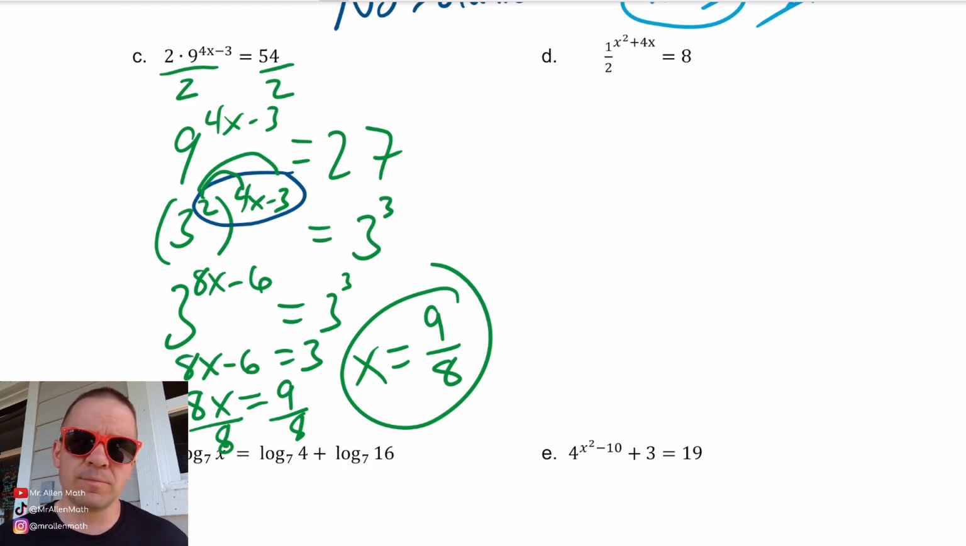Okay, next one here. Oh boy, fraction. Mr. Allen, you're killing me. You're killing me. Oh, wait, I am Mr. Allen.